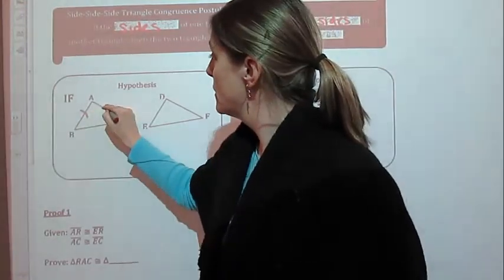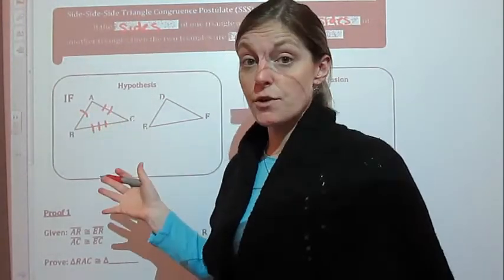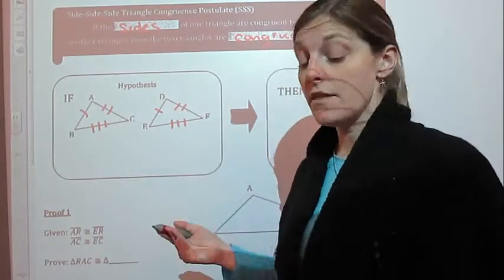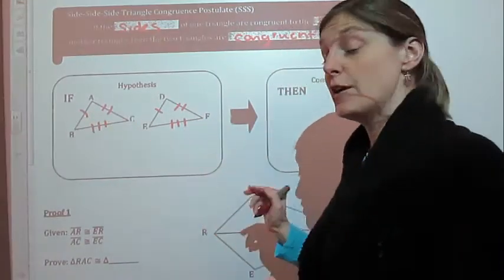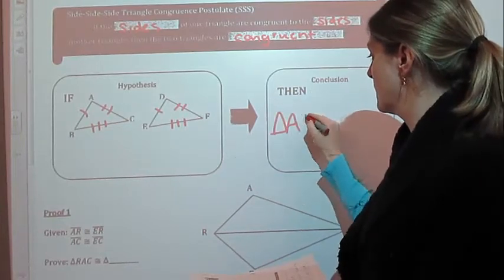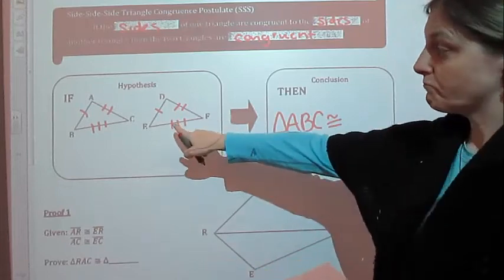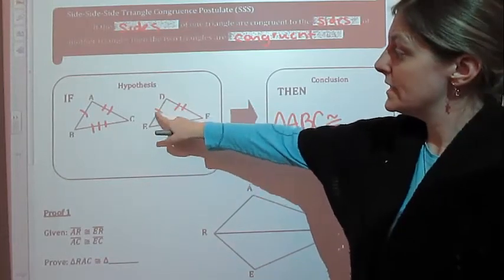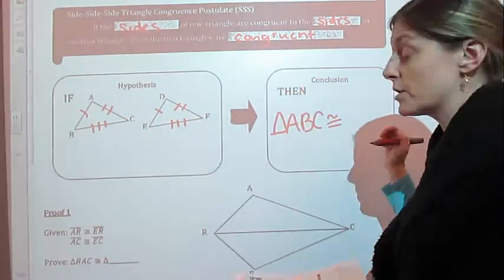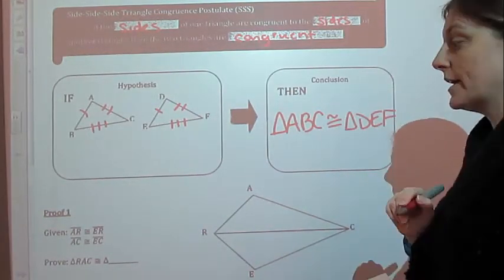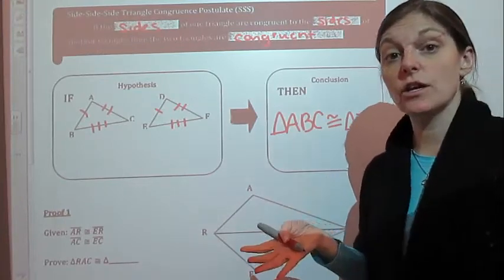If we have three sides of a triangle and they are congruent to three sides of another triangle, so triangle ABC is congruent to triangle DEF, and we have to go in corresponding parts. All right, so triangle DEF. So let's take a look at a proof.